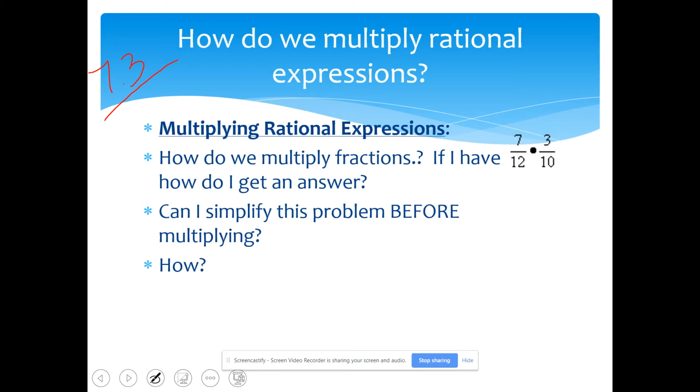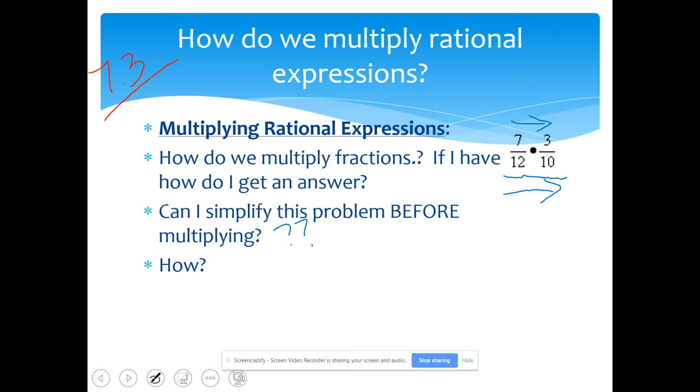So if we're talking about multiplying regular fractions, such as these, do we need a common denominator? No. So what would I do? Well, when we multiply fractions, we multiply straight across. But can we simplify this before we do that? And the answer is yes. We look to cross reduce. We're not cross multiplying, we're cross reducing.